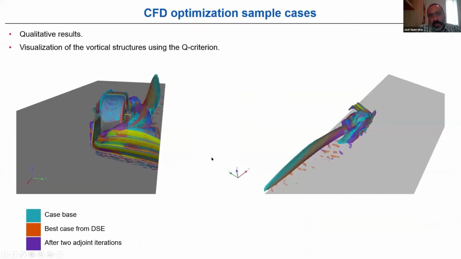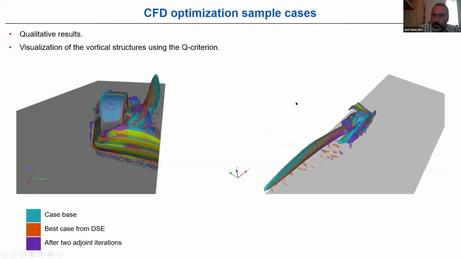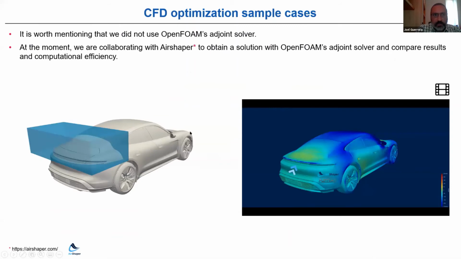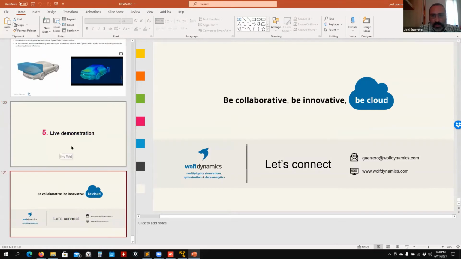And by the way, just to mention that this adjoint computation was not done using OpenFOAM, but now we're moving to compute it using OpenFOAM. We have a collaboration with Eric Shaper, and just to show you what they have done, they have this Porsche, but now we're passing this geometry to them, and we're going to do exactly the same in OpenFOAM and see if we get similar results. Okay, so this was all. These were all the cases that I want to show you. Now let me move to the live demonstration.